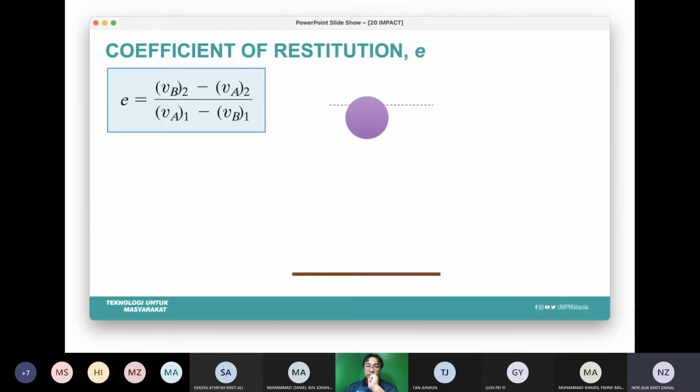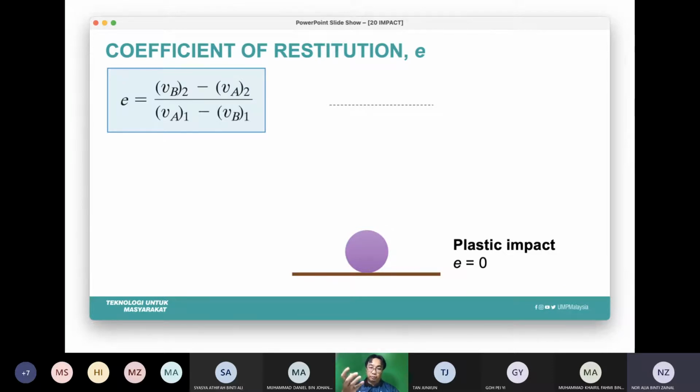Yang kedua, kalau kita drop dan dia tak naik-naik langsung, dia berhenti terus, this is called plastic impact. Okay, kalau tadi elastic, yang ni plastic impact. So plastic impact ni ialah coefficient of restitution sama dengan kosong. Yang ni boleh berlaku ke tak? Yang ini boleh berlaku.